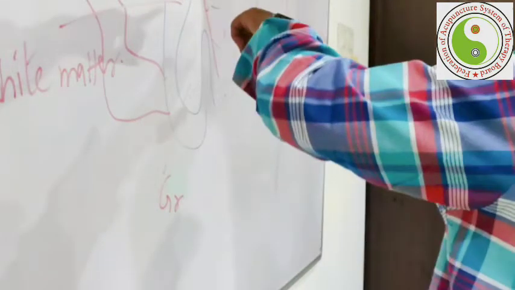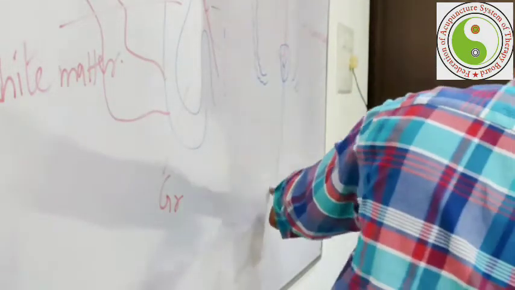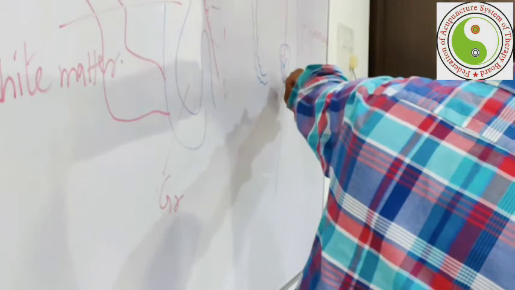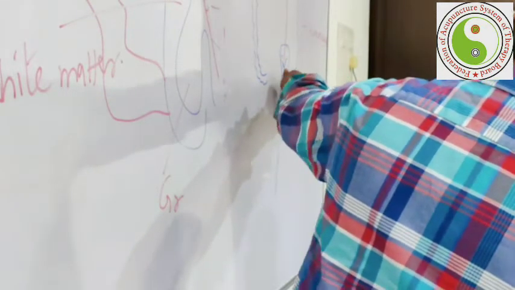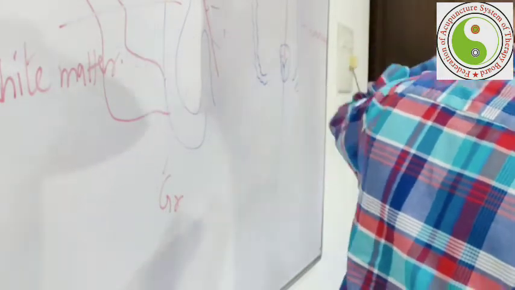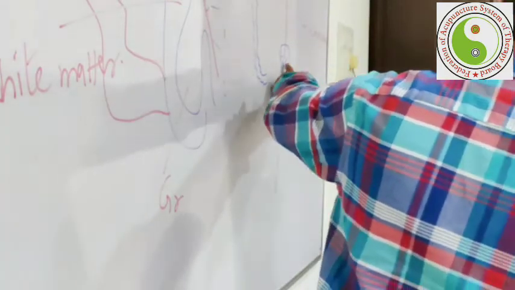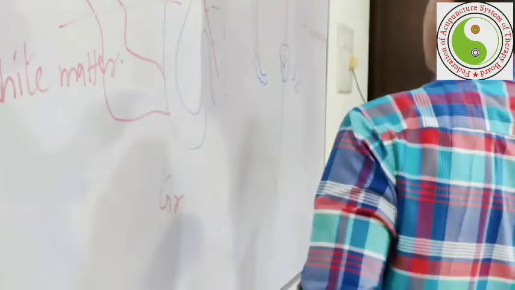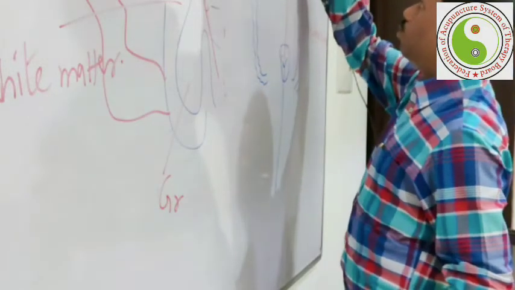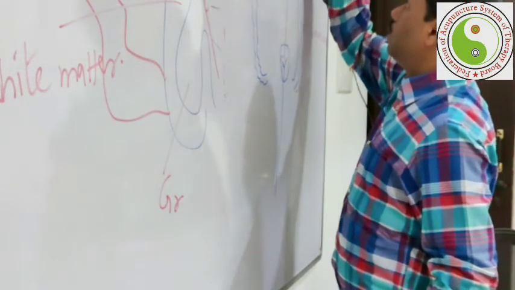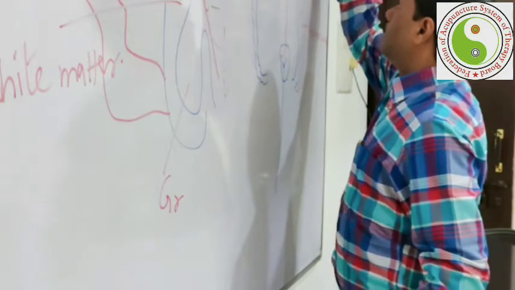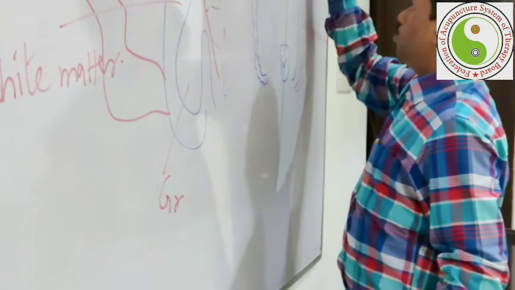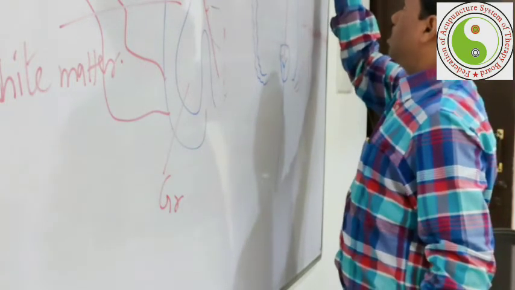So now this tract goes in the upward direction and communicates to the thalamus. This is the second order neuron completed. This second order neuron communicates to the third order neuron. Then the third order neuron communicates to the somatosensory cortex. Another name for it is the post central gyrus.